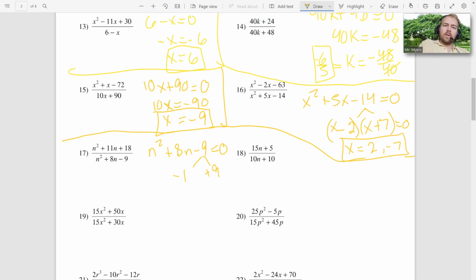Positive 9, negative 1, n equal to 0, n is going to be equal to 1, and negative 9. All right. Again, with 18, we come back to kind of an easier version here. n is equal to negative 1.